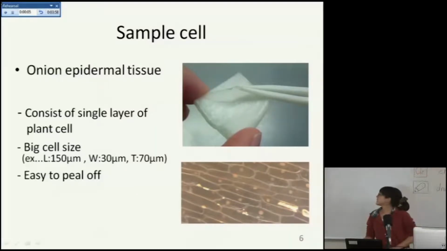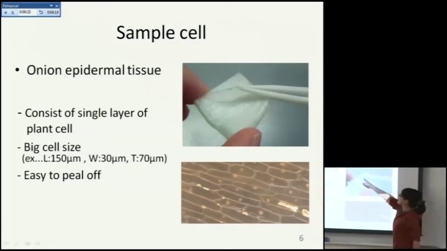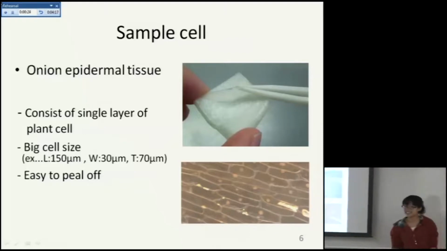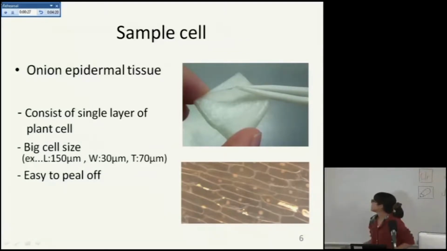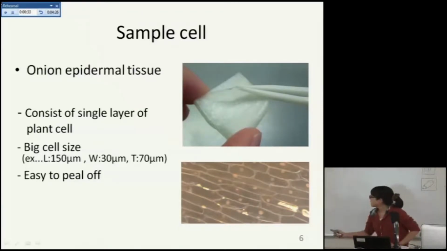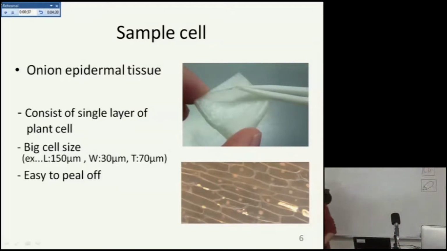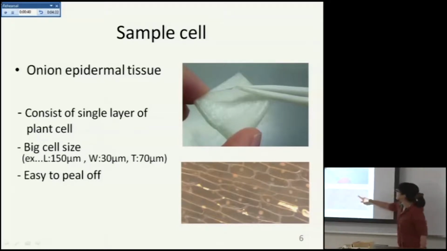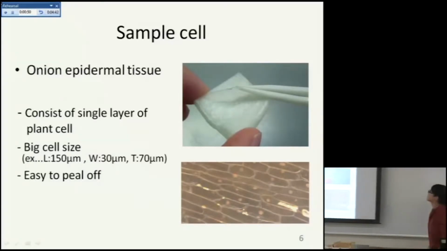And in my research, I select the onion epidermal tissue as my sample cell. This is the piece of onion, and this thin film is the onion epidermal tissue. And the picture below is an image taken by the microscope. And each of these is a plant cell, and this partition is the cell wall, and this little circle is the cell nucleus.